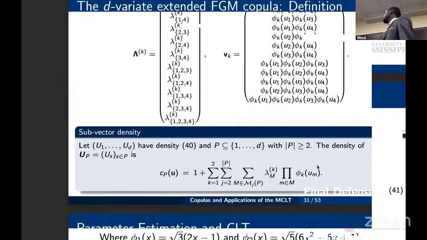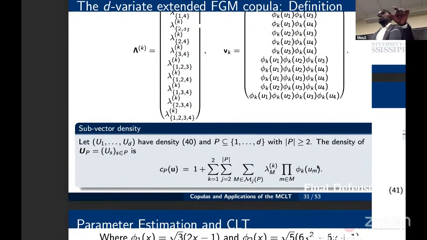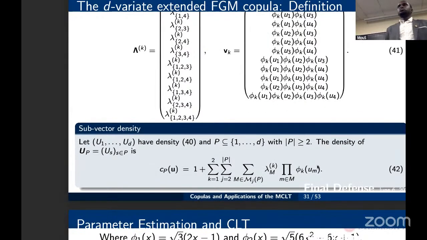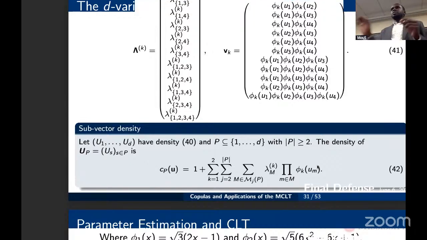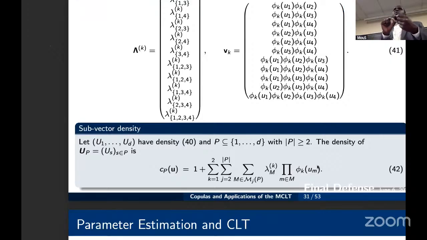We also established that if you have a vector u1 to ud that follows a d-variate FGM copula, picking any subvector within this vector, let's say from 1 to s, where s is less than d, it still has a density that is in the same family and with the same parameters, just reduced to the number of parameters that are concerned by that.